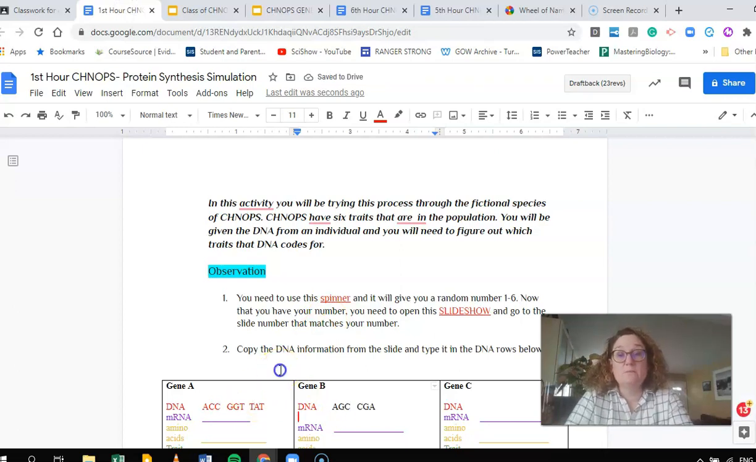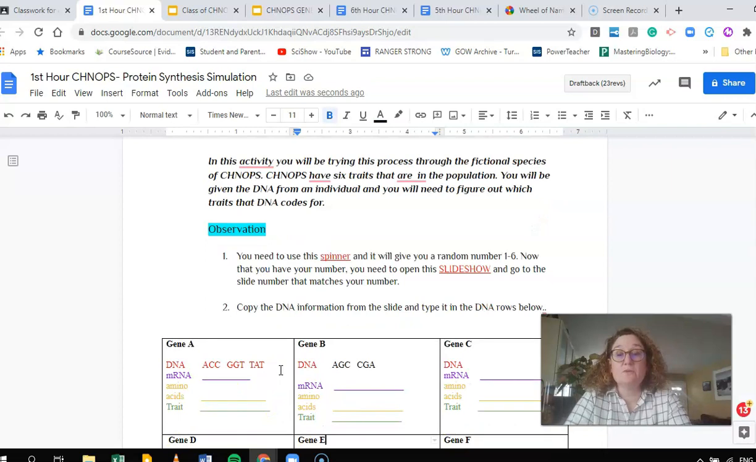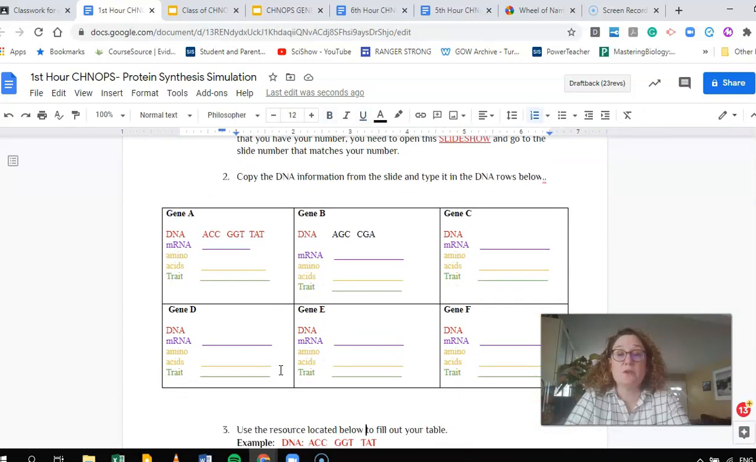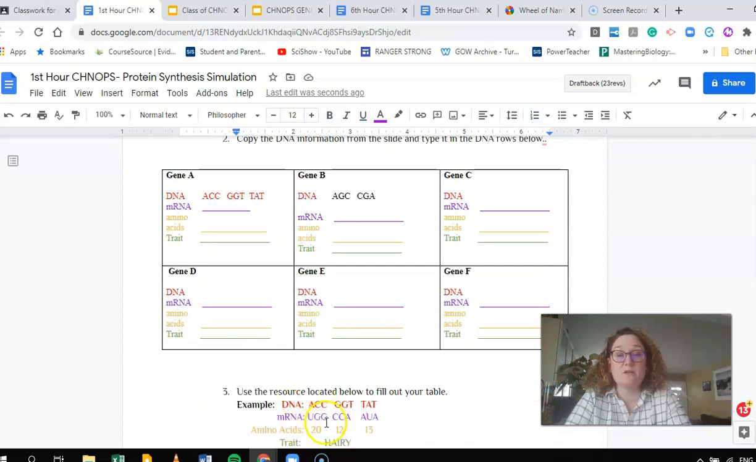Once you've got your DNA, you're then going to get your mRNA and then you'll do the amino acid and then the trait. And so this is an example down here of how to do that.